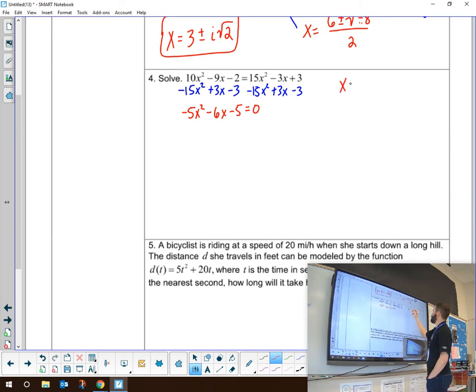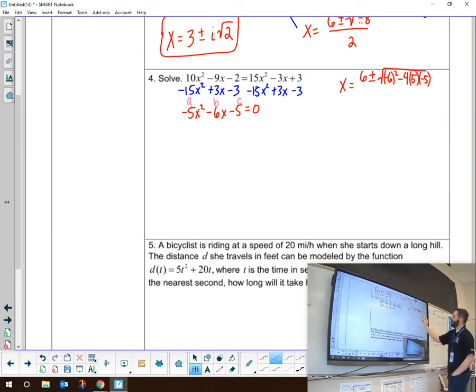Now let's plug that in. x equals opposite b. So my a is negative 5, my b is negative 6, my c is negative 5. Opposite b, opposite of negative 6 is a positive 6, plus or minus the square root of b squared. So negative 6 squared minus 4 times negative 5 times negative 5, all over 2 times negative 5. This one's pretty complex, isn't it?